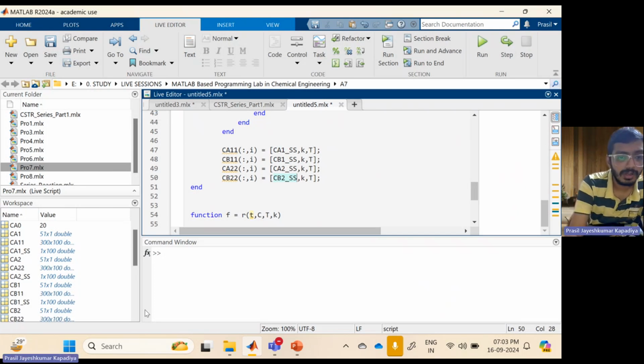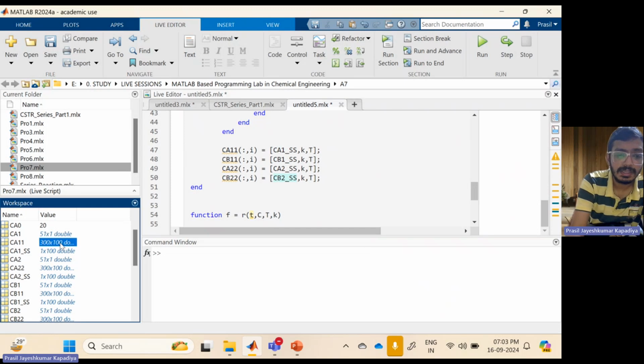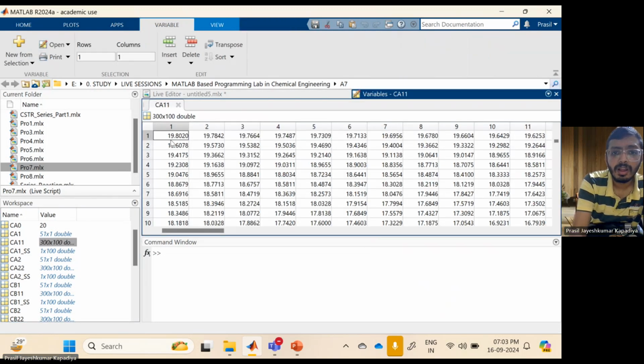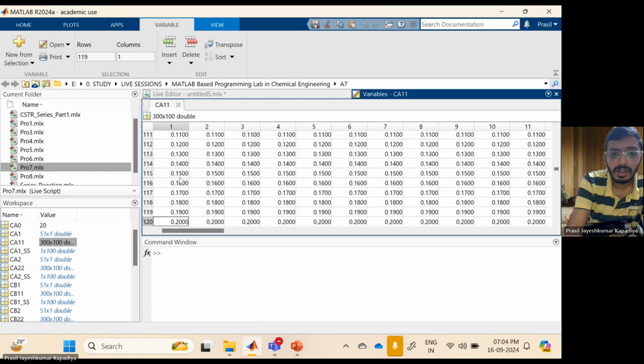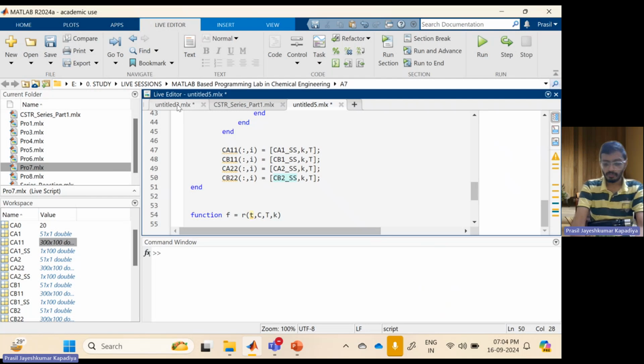Yeah, so see, it is now running without any error. So if I open this CA11, see, this is a huge list available. So we have learned how to estimate steady state. So further, what we can do? Let's say we are having three variables now. We are having K, T, and concentrations. So let's try to plot a 3D plot.